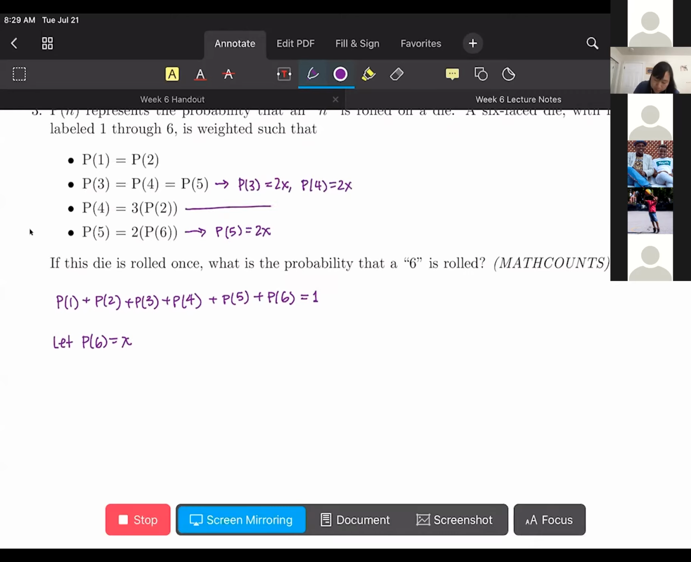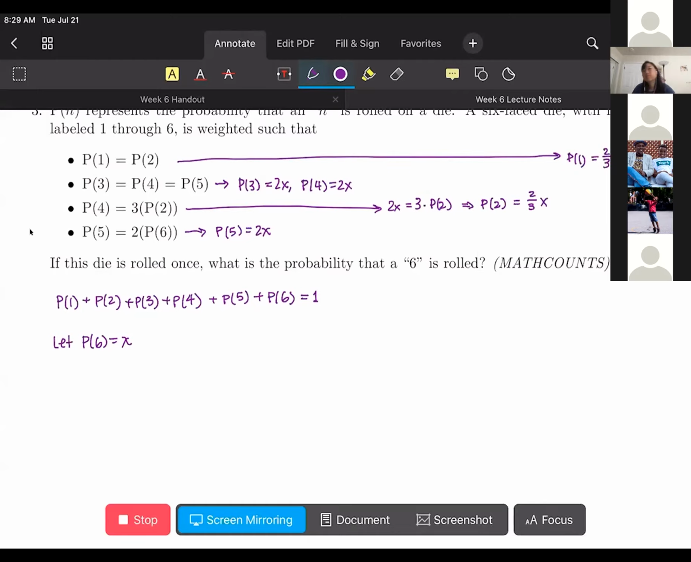And then this one gives us 2X equals 3 times P of 2. So therefore, P of 2 equals 2/3 X. And then finally, this top one, since P of 1 equals P2, that gives us P of 1 also equals 2/3 X. Any questions on any of that so far?